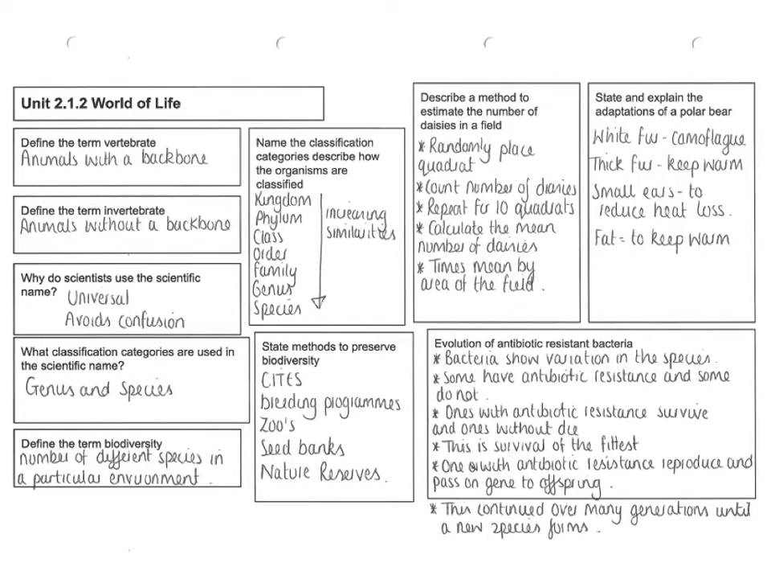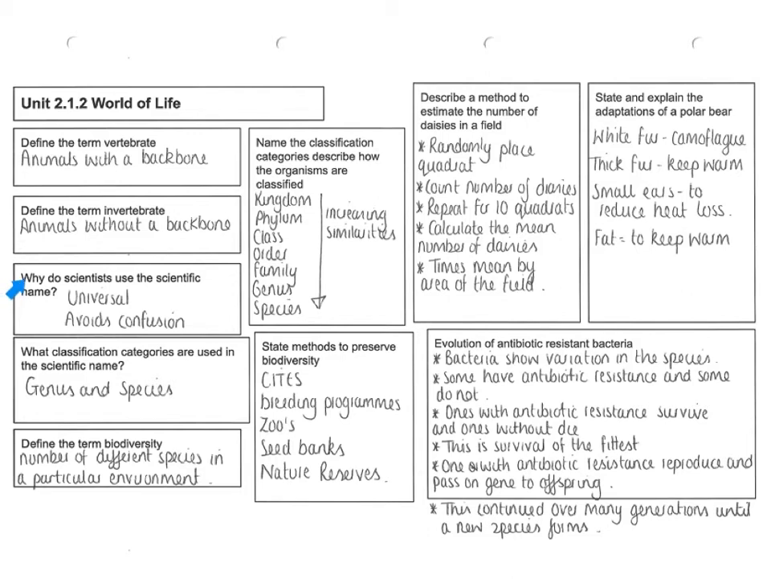So this is the review sheet answers for Unit 2.1.2, World of Life. First question is define the term vertebrate. It says animals with a backbone, and we have to say backbone, we cannot say spine. If you're looking at that specifically, it's made of bone. Define the term invertebrate. It's animals without a backbone.